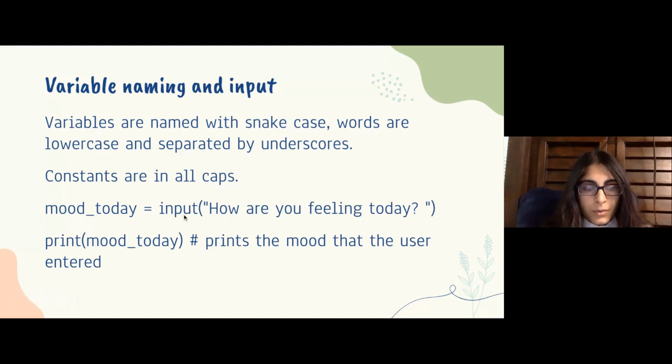Then here we are also going to be introduced to the input function. The input function is just input with parentheses, and inside our parentheses we have a string that goes inside. That string is sort of like a prompt that asks the user what to input. So when I put mood today equals input, how are you feeling today? Our console is going to print out, how are you feeling today? And the user will be able to type something right after it, and whatever they type is going to be stored inside of this variable. And then this line would just print out whatever they typed in. So this is useful when you want to take the user's input and use that in your code.